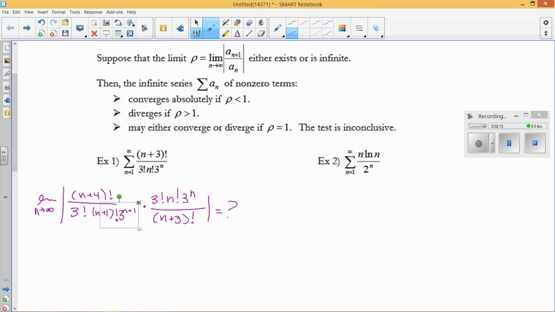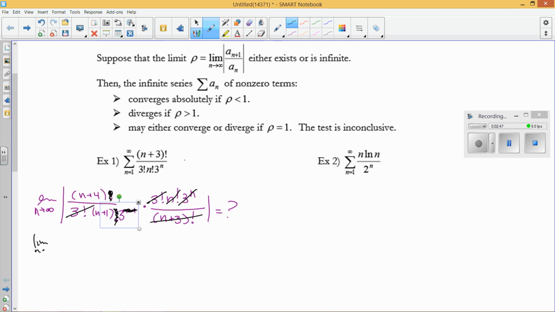My favorite part about the ratio test is you get to cancel all kinds of stuff, and I always find that really fun. So we have n plus 4 factorial and n plus 3 factorial, so this basically just cancels with that one's factorial. N factorial and n plus 1 factorial cancel the same way. 3 to the n plus 1 and 3 to the n just leave a 3 on the bottom. 3 factorial and 3 factorial cancel out completely.